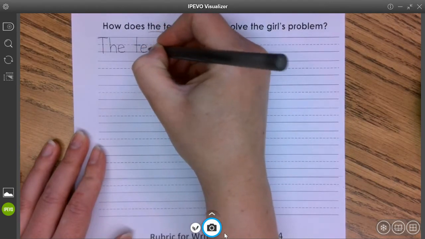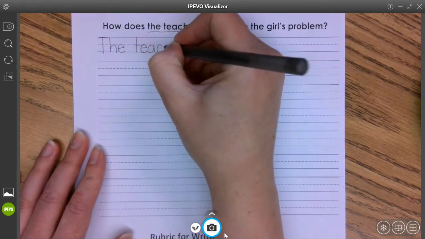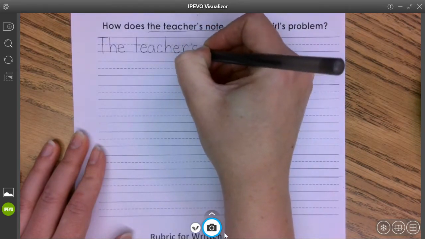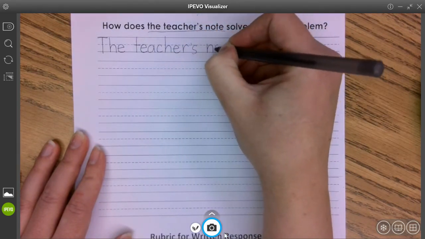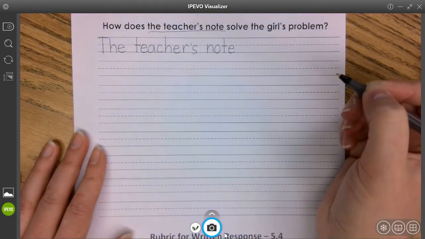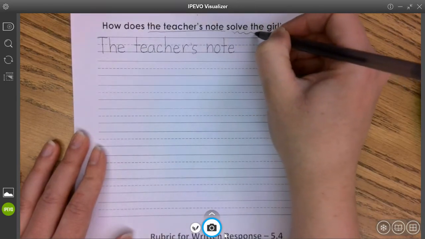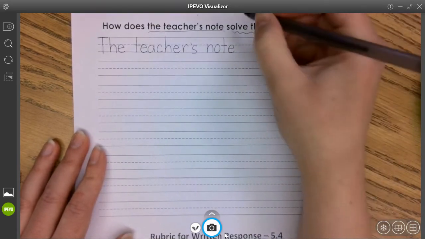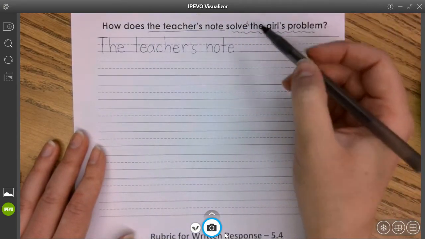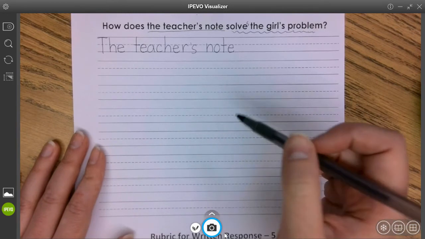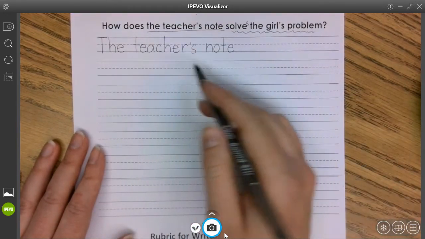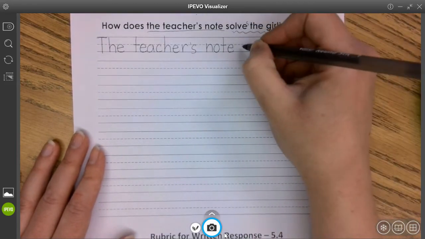The teacher's note. What does the note do? Solves the girl's problem. Remember, we usually have to add an S right here with the verb, because the teacher's note solve the girl's problem doesn't flow right. It doesn't sound right. The teacher's note solves the girl's problem.